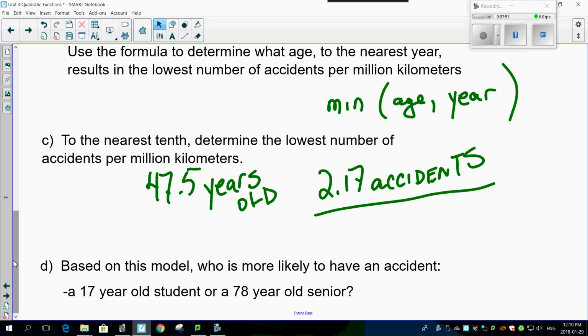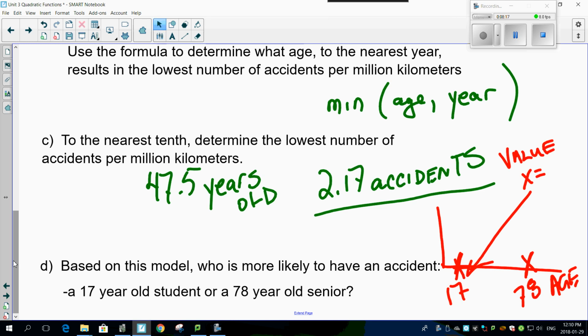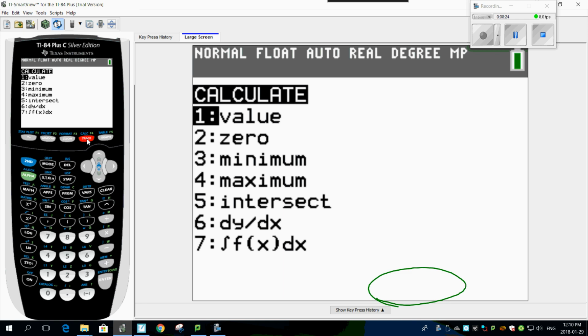Now think about this. When we graphed this, remember, we had this to be age. So here's our 17-year-old and here's our 78-year-old. Let's figure out something. How do we figure out values for a given X? Well, I just gave it away. We go to the calculator and hit value for 17 and 78. Let's figure it out. Second calc, find me the value, which is the first thing.